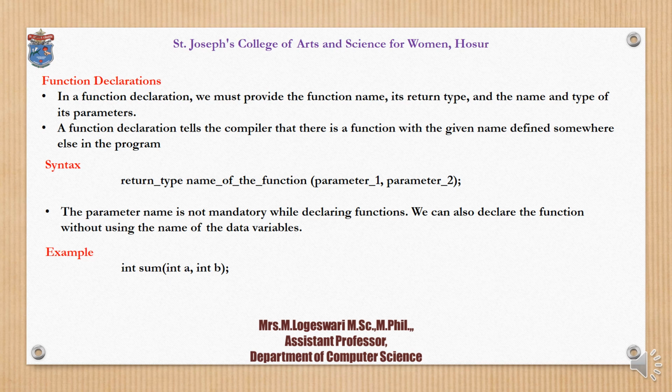So what is the syntax? The return type, name of the function, and parameter values. The parameter name is not mandatory while declaring the function. So we can also declare the function without using the name of the data variable. For example, int sum(int a, int b). Here int is the return type, sum is the name of the function, and the parameter values are a and b.